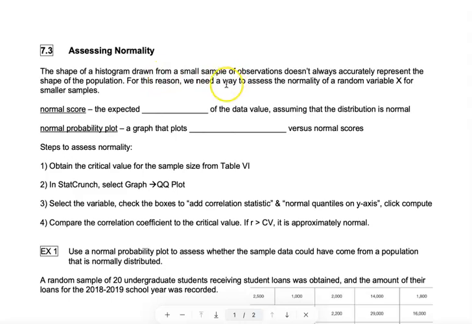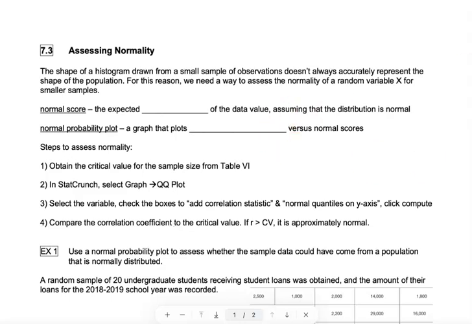So when we have a small sample of observations, the shape of the histogram is not always accurate. And so for this reason, we have to have a way to assess the normality of our random variable x when we have smaller samples.